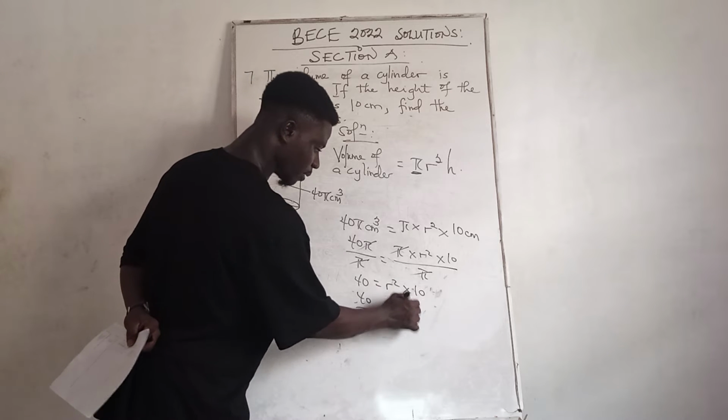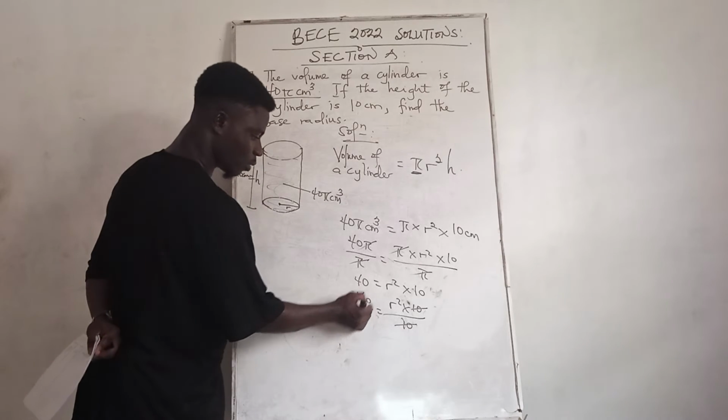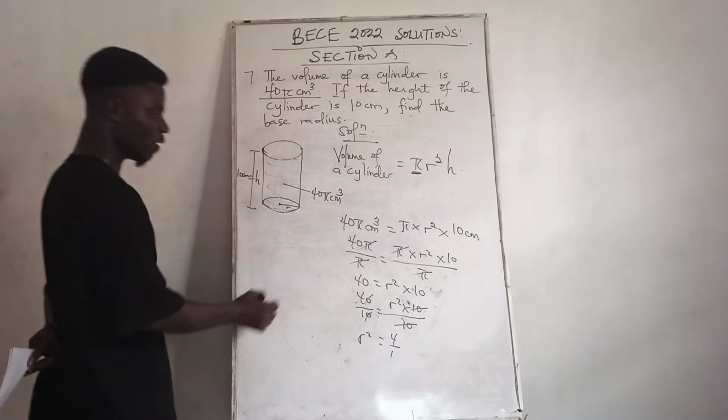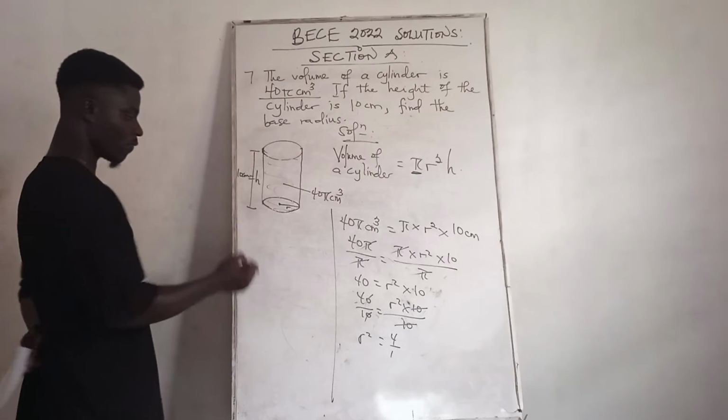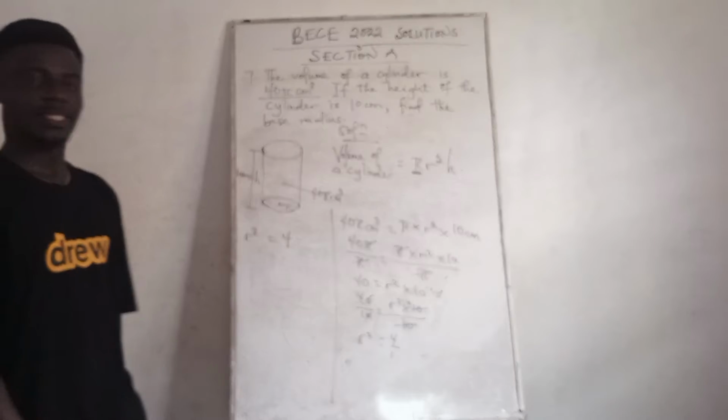Then here also by what? 10. Right. So this one cancels, then this one too cancels. So I get r squared, which is equal to 4 on 1. And 4 divided by 1, which is what? 4. So I have my r squared, which is equal to what? 4.